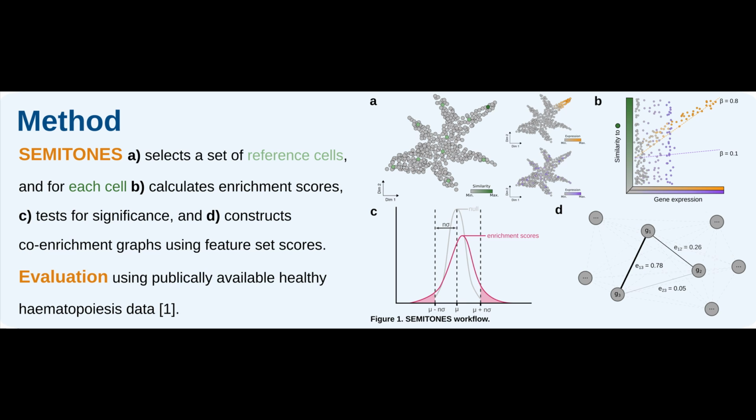Then next, SEMITONES can test for significance using a null distribution of scores for permuted gene expression vectors. In practice, this null distribution is a distribution of enrichment scores for randomly expressed genes. Significance is then declared at a certain number of standard deviations away from the mean of this null distribution. Then lastly, SEMITONES can construct co-enrichment graphs to infer regulatory interactions. This is done by computing enrichment scores for sets of genes and constructing graphs where nodes are features and the edge between each of these features is weighted by the enrichment score of those two features.